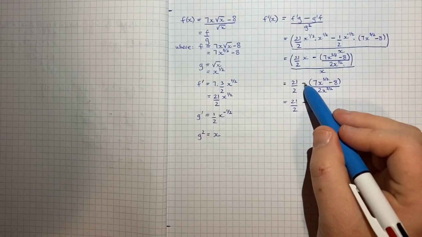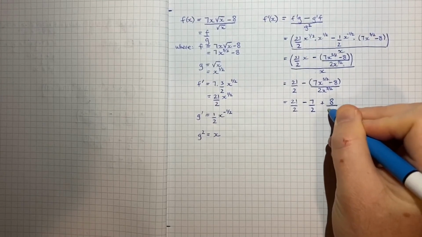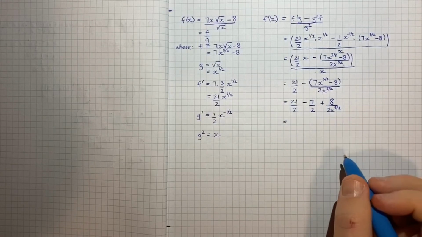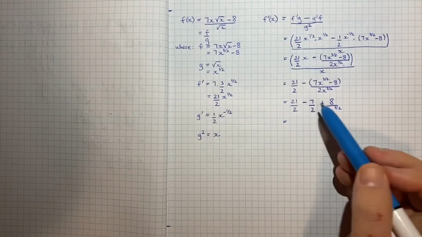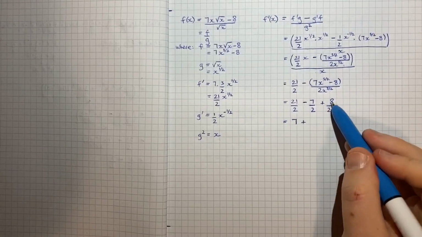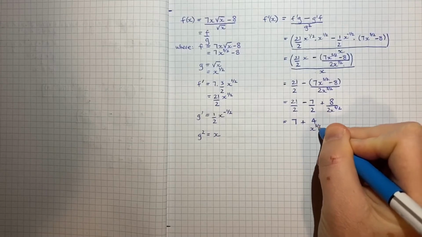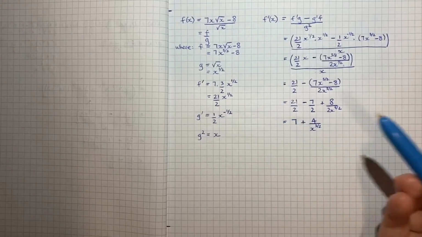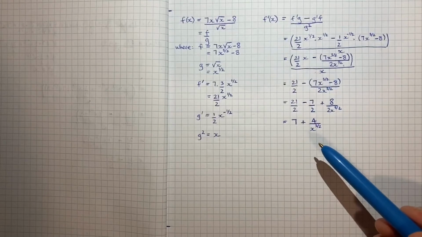And now we'll expand this bit. Minus times minus 8 gives us plus 8 divided by 2x to the 3/2. And the last step to simplify that, 21/2 minus 7/2 is 14/2. 14/2 is 7. Plus, and then 8 divided by 2 is 4. 4 on x to the 3/2. And that there is probably where you can stop. That's as simplified as you can get it. So there is your first derivative.